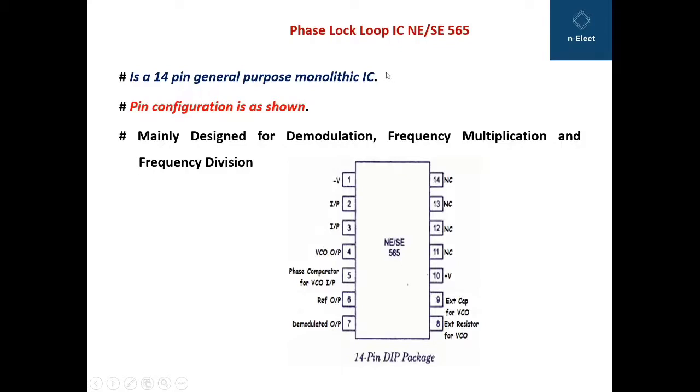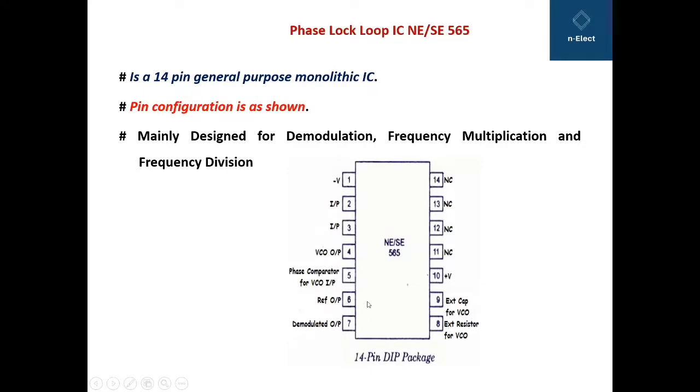Phase lock loop IC is denoted by NE/SE565. NE and SE are the temperature designations which are used in commercial and military applications. As you can see here, IC565 is a 14-pin general purpose monolithic IC. Pin configuration is as shown. Pin number 1 and pin number 10 are the supply pins. Pin numbers 2 and 3 are the input pins. Pin number 4 is the voltage control oscillator's output. Pin number 5 is the phase comparator input for VCO.